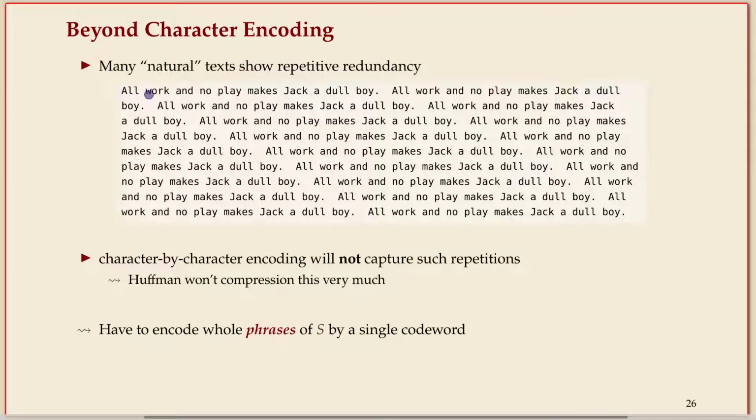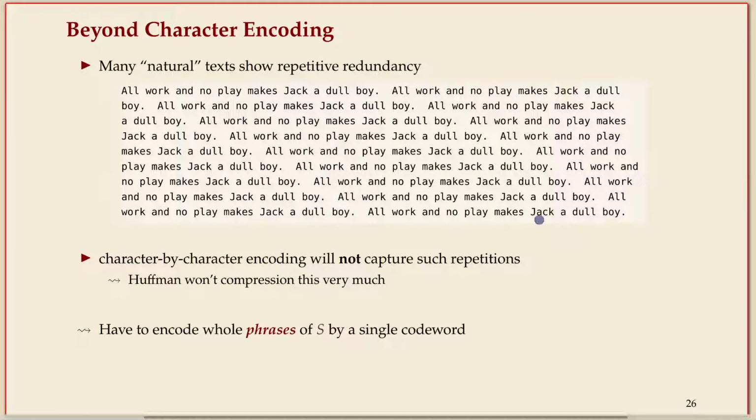In this case, we would want a phrase that is just this sentence, and then there's some way of saying, just use this code word all the time, and hopefully the code word is much smaller than the sentence. Or maybe there's even a smart way of saying, let's use this code word now so many hundred times. Okay? And we'll see some examples of both of these ways of compressing.